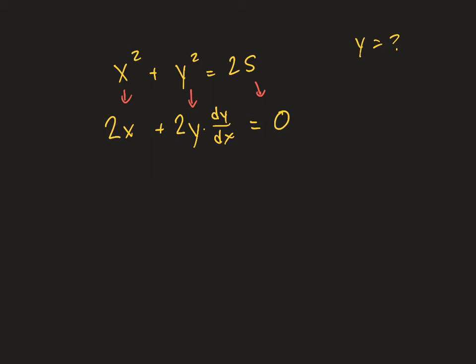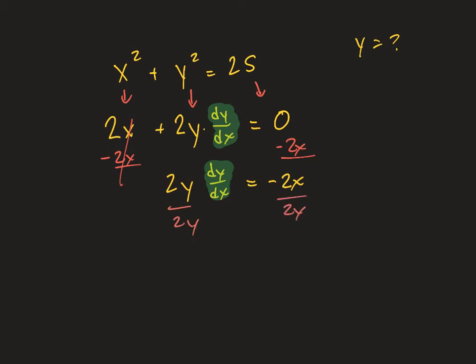Remember, our goal was to get a formula for the rate of change. So what we're going to want to do is solve for dy dx. We want to isolate dy dx. So I'm just going to, from here on out, just do some algebra. So to start, I'm going to subtract 2x from both sides to eliminate this term. And now I have 2y dy dx equals negative 2x, because 0 minus 2x is negative 2x. Then, remember, I'm still trying to isolate dy over dx, so I'm going to divide both sides by 2y.